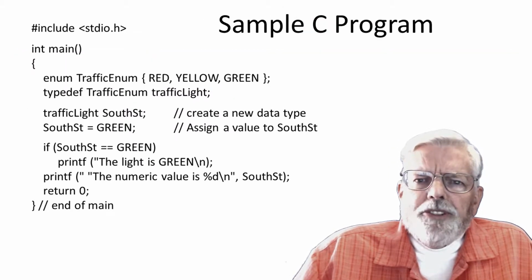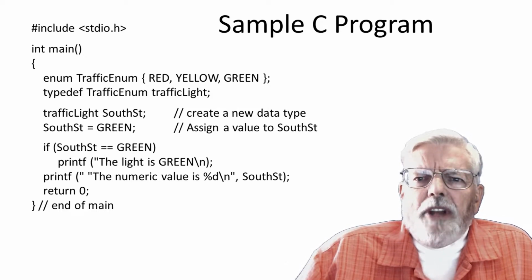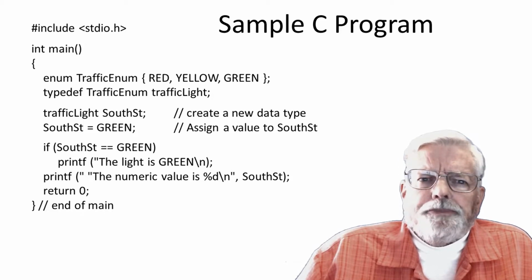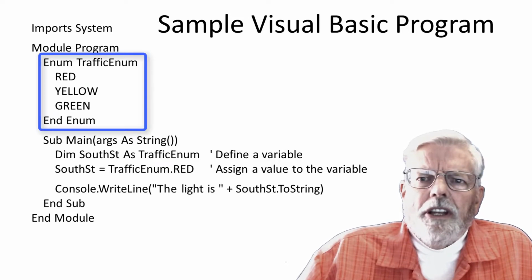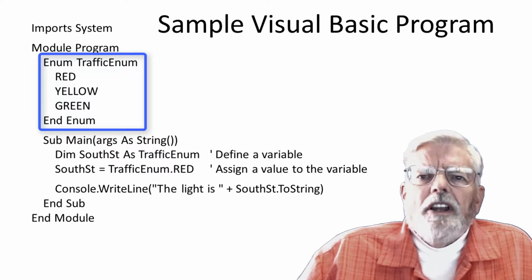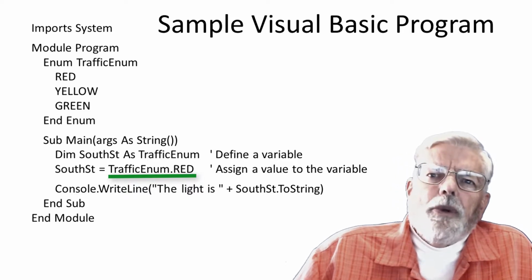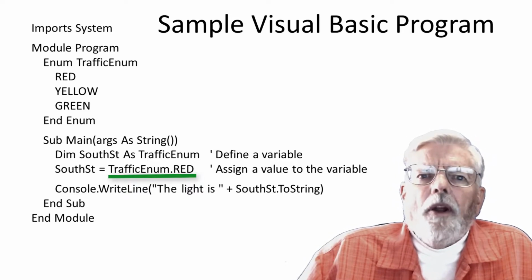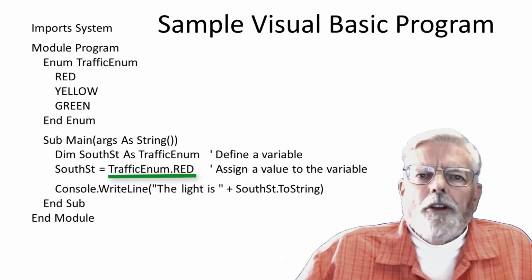I am providing a sample C program. It is identical to the C++ program, except that the printf statement is used instead of cout. Even Visual Basic has the ability to define constants using the enum. Since VB does not use the open and close curly braces for begin and end, we need to use the words End Enum to identify the end of the definition for the enum. Similar to Java, when setting SouthStreet to red, we also need to identify where red came from, such as SouthStreet = TrafficEnum.red.